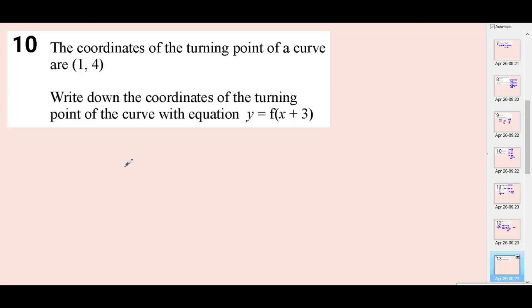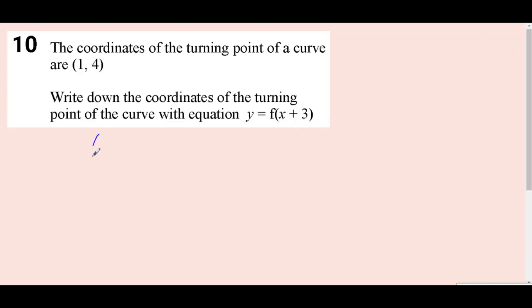So question 10, the coordinates of the turning point of a curve y equals f of x are (1, 4). Write down the coordinates of the turning point of the curve with equation y equals f brackets x plus 3. Well, it's inside the bracket, so it's going to affect the x coordinate.